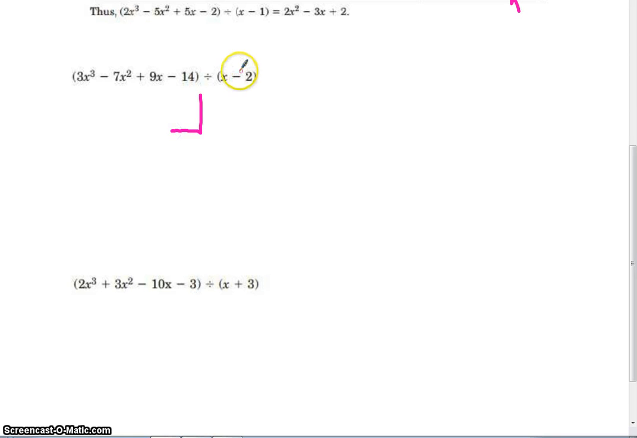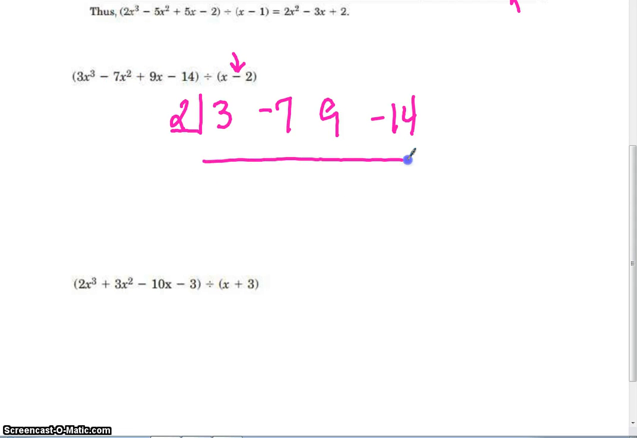So on the outside of our little box is going to be the opposite sign of this, and so we're going to see a +2. Then we're going to write our coefficients. We're going to use decreasing order of our degree, and we're going to use the sign that you see. So we have a 3, we have a -7, we have a 9, and we have a -14. I did not have to put any placeholders in because it did not skip anything. So I'm going to draw my line, and I'm going to bring this first number down. You always bring that down just like it was.